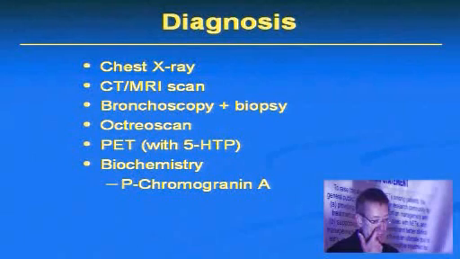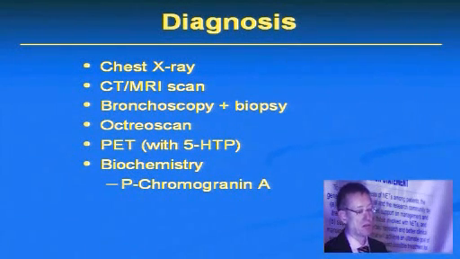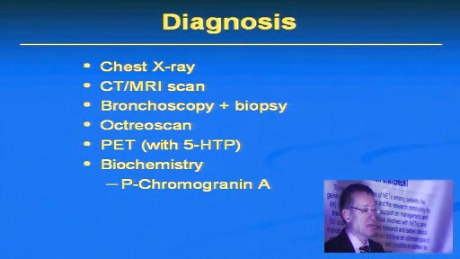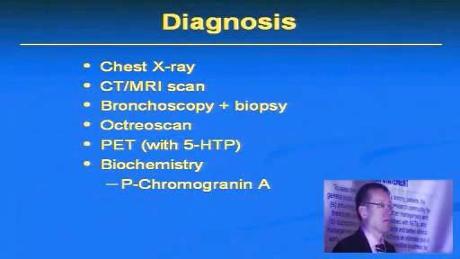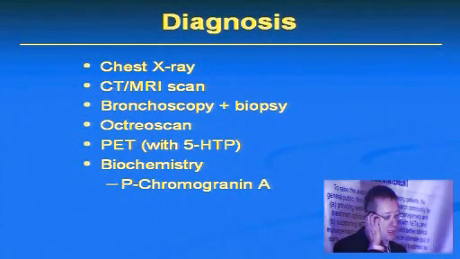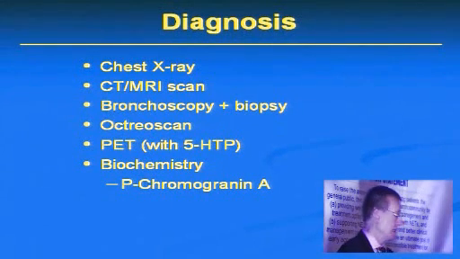Well, diagnosis. About 50 to 60% of these tumors are visible on a common plain chest X-ray. But you should always have a CT or an MRI scan of the thorax because you need to look for the extent of the tumor and also for enlarged lymph nodes to facilitate for the surgeons, and you will hear more about that in a few minutes.